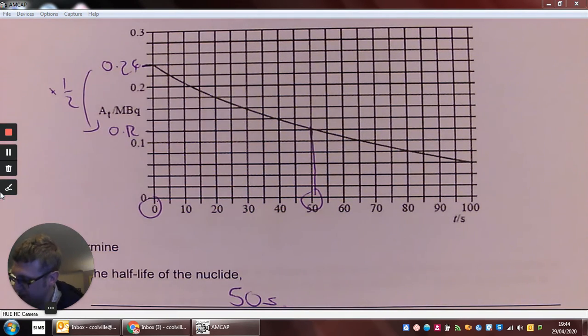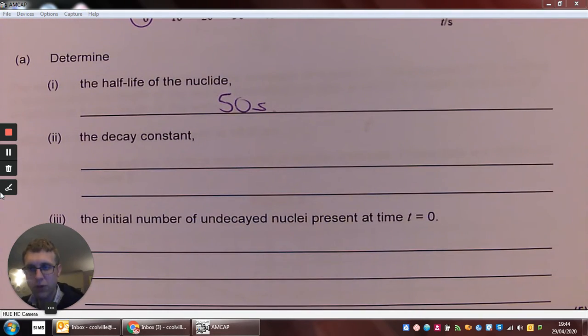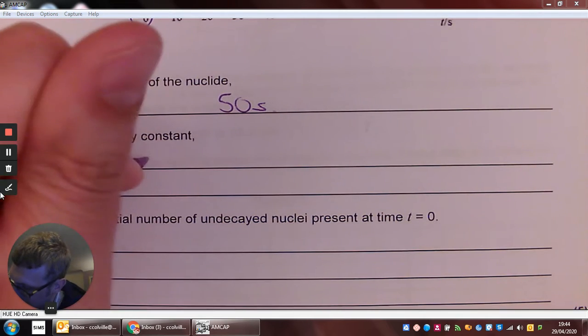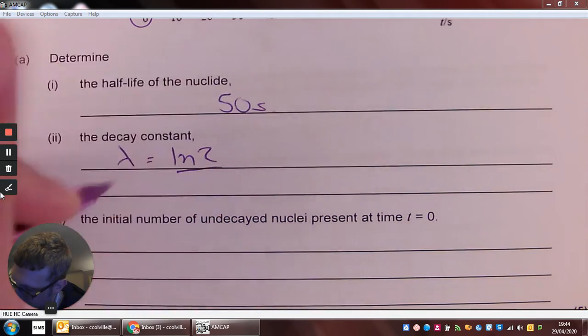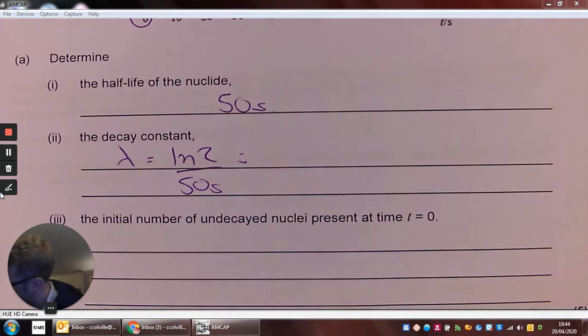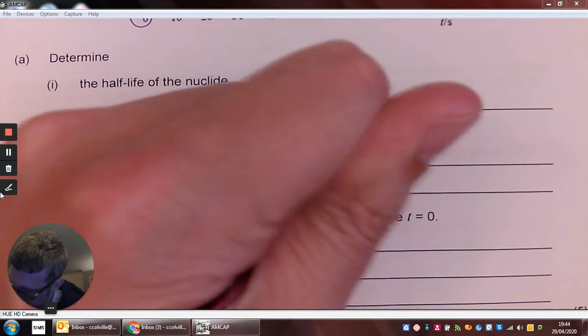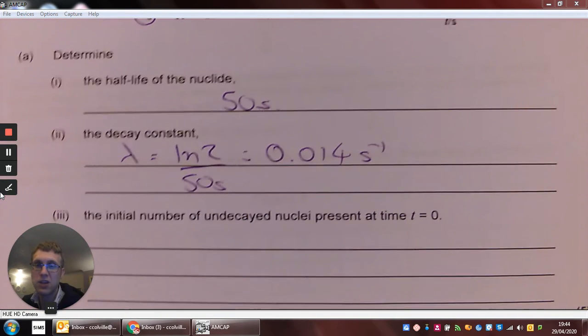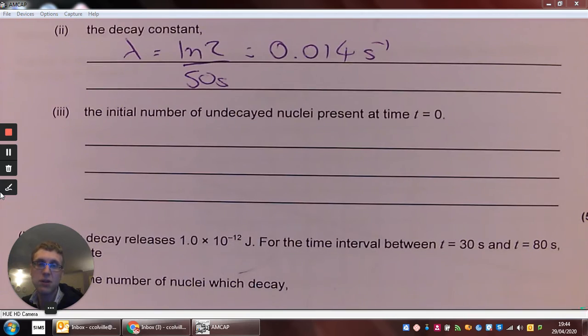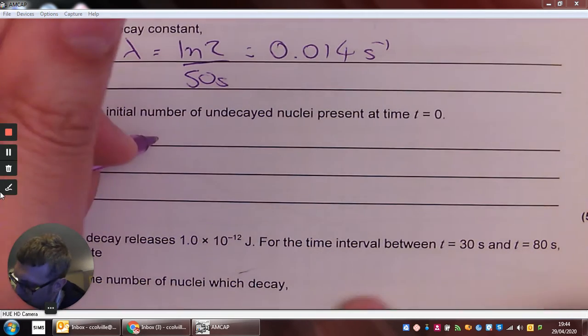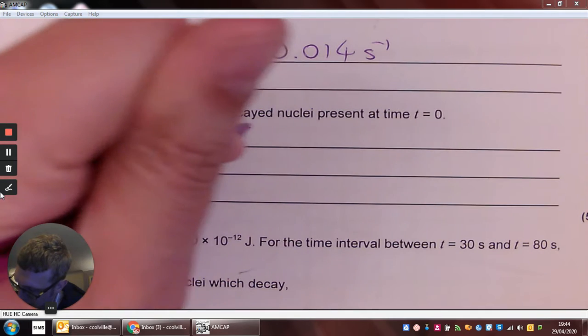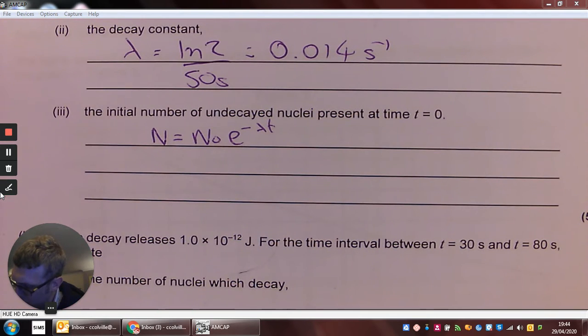So that's my half-life. Now it would like us to work out the decay constant. We've got a pattern here. It's the same kind of idea: my decay constant lambda is log 2 over my half-life, 50 seconds. If I put that into my calculator, that's 0.014 per second. The initial number of undecayed nuclei present at time t equals 0. So N is equal to N0 e to the minus lambda t. But I'm not trying to work out N here, I'm trying to work out N0.